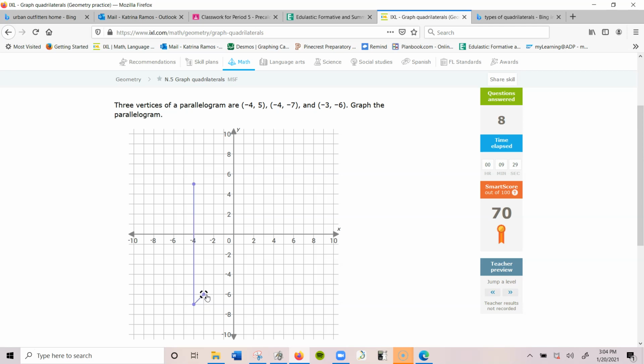So in order for this to be a parallelogram, same thing, the opposite sides have to be congruent. So we would have to come here and make sure that the slope of the opposite sides are the same as well. So this is only one diagonally across. This one has to be the same.